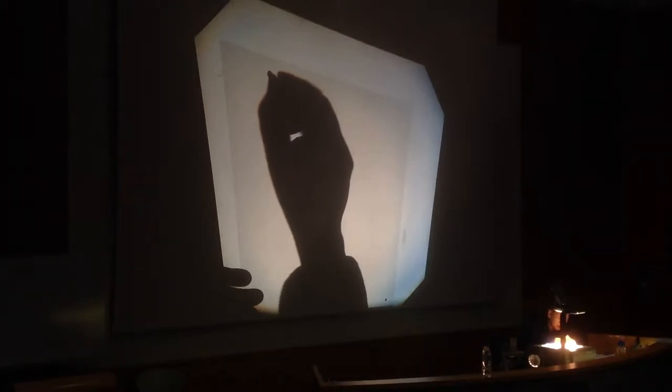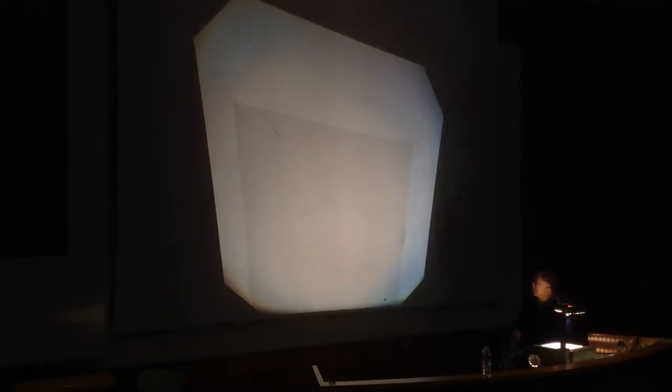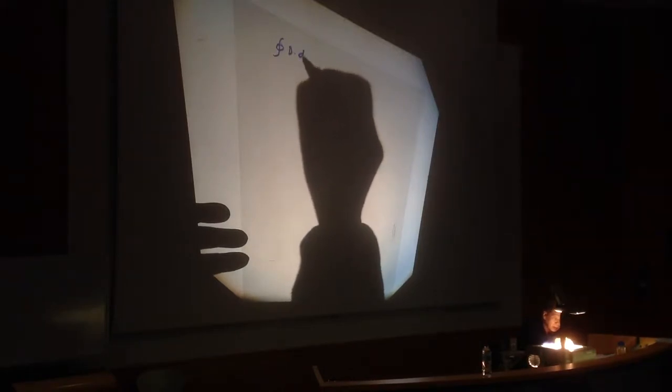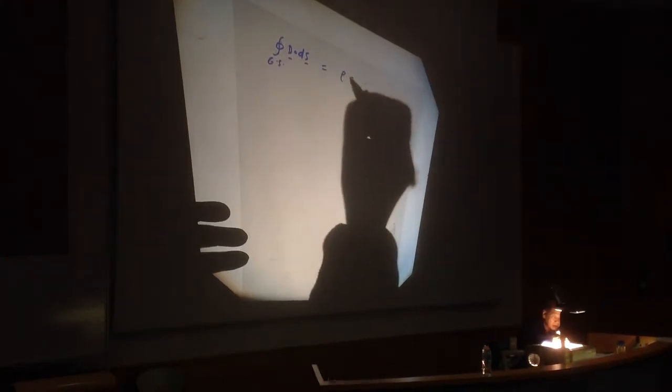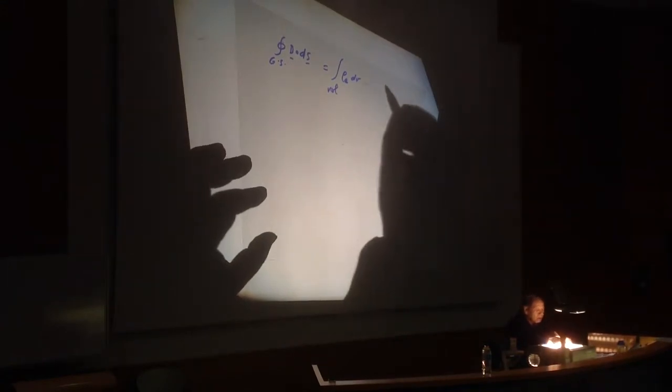So Gauss's law, integral form: the integral over the Gaussian surface S of D dot dS equals the integral of rho dv. Rho is the electric charge, integrated over the volume. So we saw that this is the integral form.